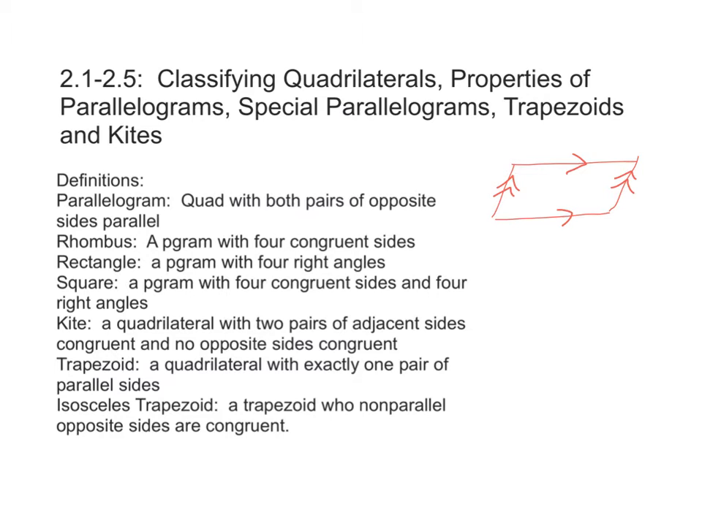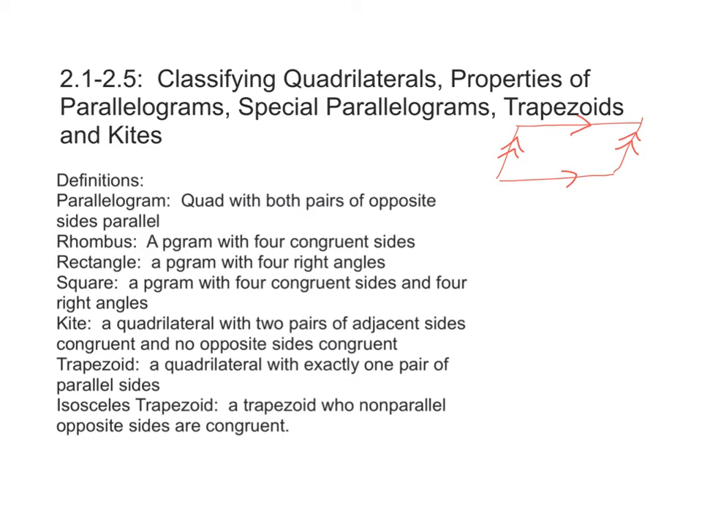What's a rhombus? A rhombus is a parallelogram with four sides that are congruent. Let's start there for a second. It's a parallelogram, so if I move this out of the way, let's draw a different one. The fact that it says a parallelogram means that it has all the qualities of a parallelogram. So not only are the sides congruent, but they're parallel also.